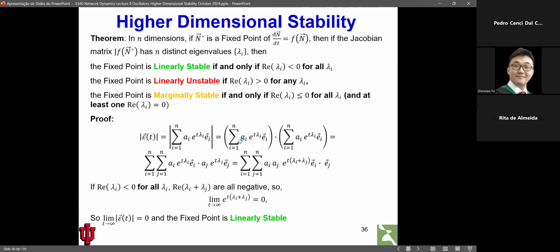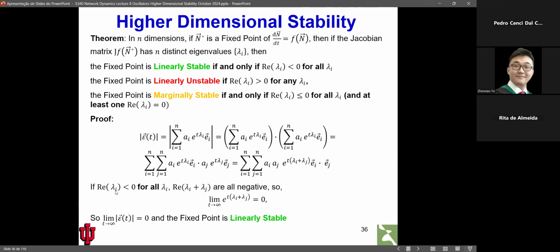Remember, all the i's are different, so I have i and j here. I have something like this, I just put it like that, and then I have the e_i scalar e_j. Observe that if the Jacobian is symmetric, then the eigenvectors would be orthogonal, and I could eliminate one of the sums. But if the Jacobian is not symmetric, then I cannot be sure of that.